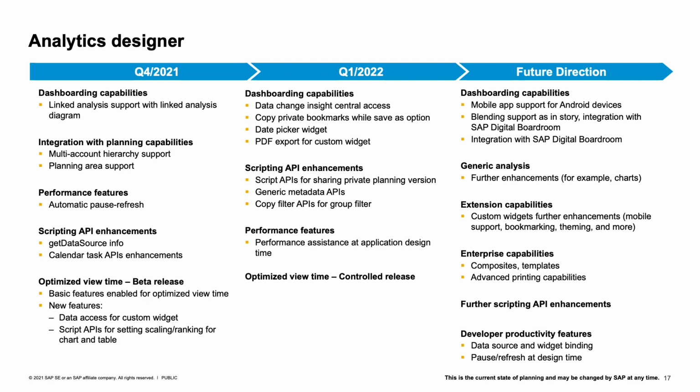Let's have a look into the roadmap, what we planned for the future releases. In the Q4 QRC releases, we are going to deliver the linked analysis support with the linked analysis diagram. For the planning area, we are providing the planning area support and the multi-account hierarchy support. For the performance features, we provide automatic pulse refresh features and additional script APIs. We are also providing the beta program for the optimized view time.